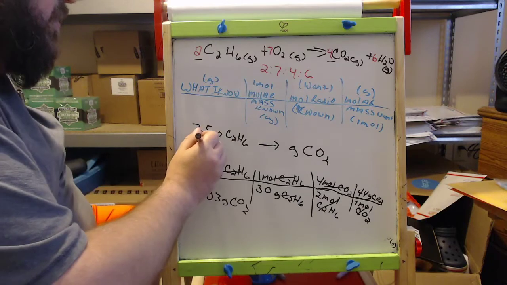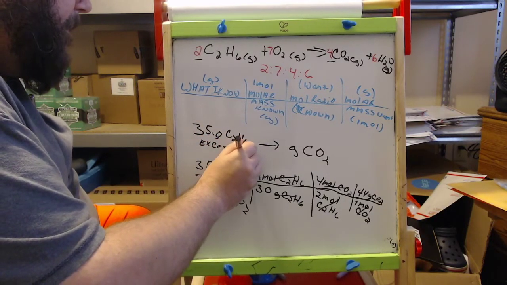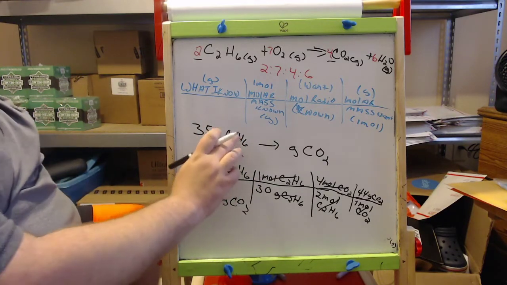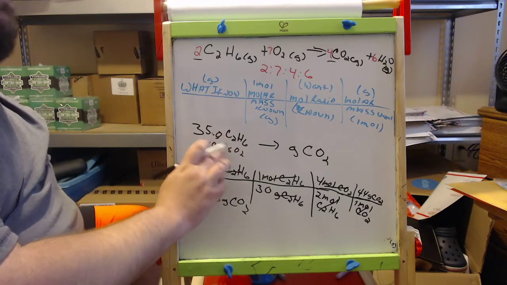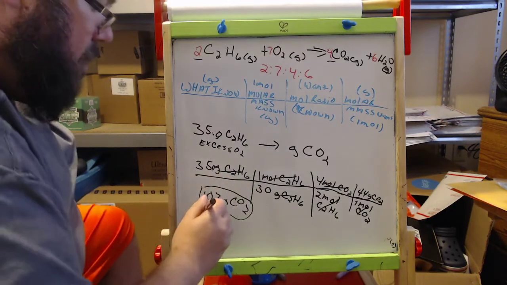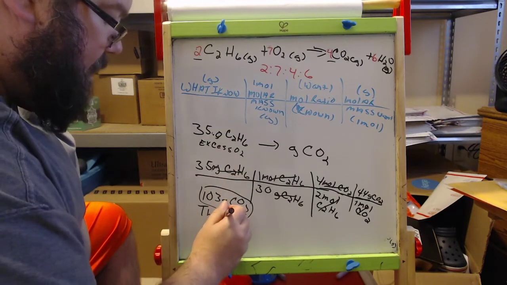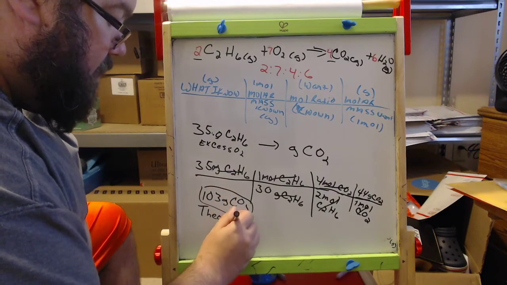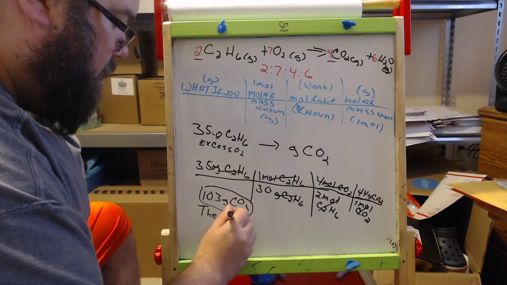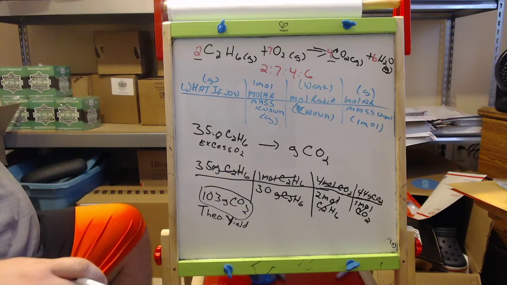Well, what about the O2? Well, let's just say it's excess O2, okay, for right now. So if I were to react 35 grams of C2H6 with excess O2, I should get out 103 grams of CO2. We call this value of the product we should get out based on our reactant the theoretical yield. The theoretical yield.